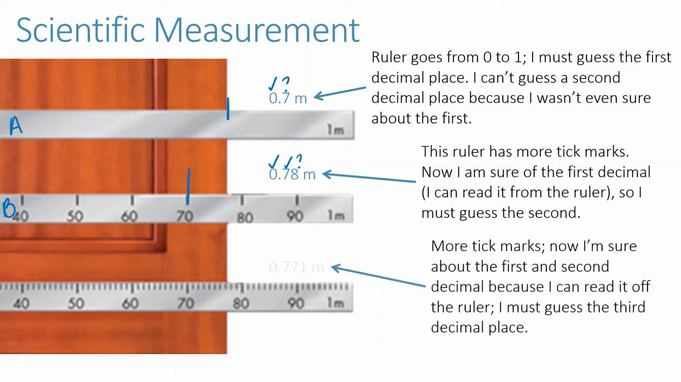This bottom ruler, we'll call ruler C, has more tick marks. Now I'm certain of the 0, I'm certain of this 7 and this 7, and I guessed the 1 here. So when you measure something, it's the places you know from the tick marks, and then you guess one place smaller.